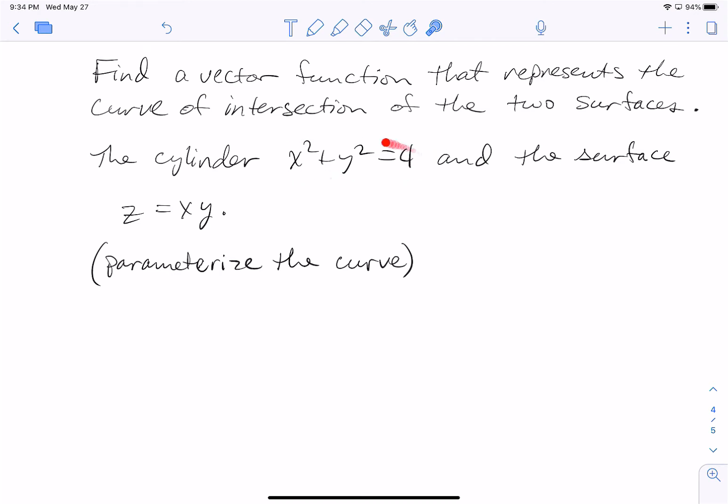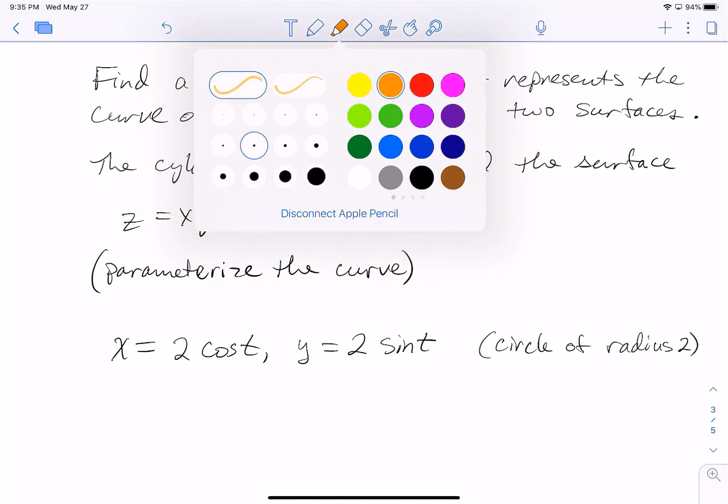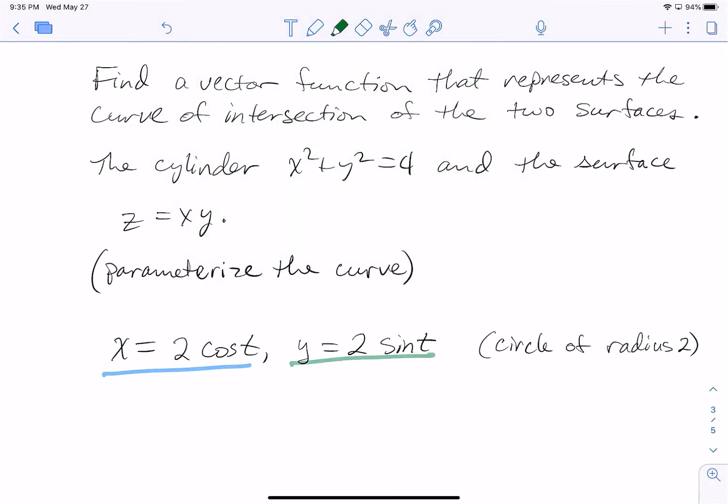I'm going to start with the cylinder x squared plus y squared equals 4, because to parameterize that, if we let x equal 2 times the cosine of t and y equal 2 times the sine of t, that represents a circle of radius 2, and now we just need to deal with the z portion of it. If z is the product of x and y, then z is going to equal 2 times the cosine of t times 2 times the sine of t.